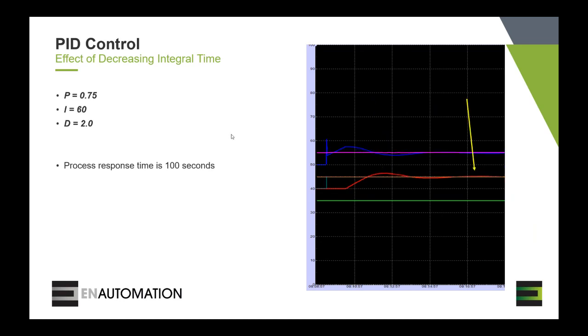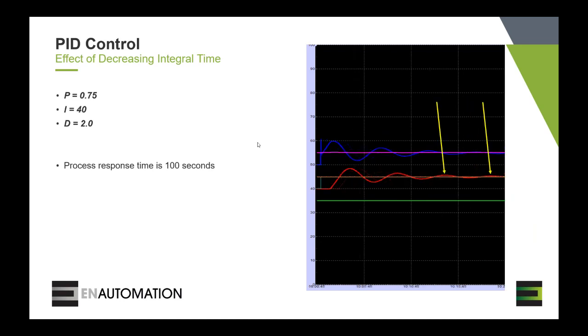until we reach a point of reducing the integral time now to 60% of the response time, and we start to see the second peak appear in the oscillation. Further reductions, we see the second peak grow. Reductions in integral time beyond that result in the third and fourth peak appearing in the oscillations.